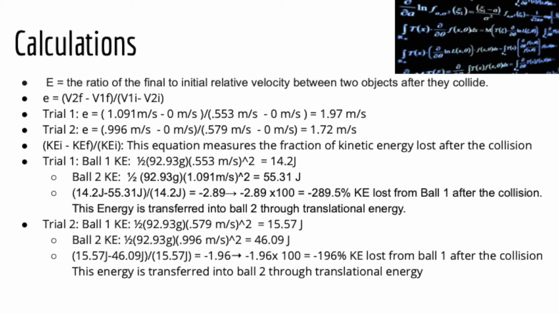Through our calculations, we determined the coefficient of restitution between the two trials. In the first trial, we found that e equaled 1.97 meters per second. In trial 2, it equaled 1.72 meters per second. We also calculated the kinetic energy lost before and after the collision for both trials. For trial 1, there was a negative 289.5% kinetic energy loss from ball 1, and in trial 2, there was a negative 196% kinetic energy loss.